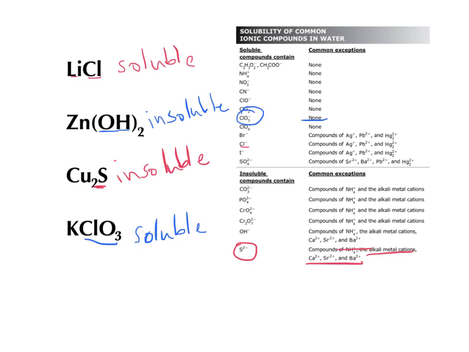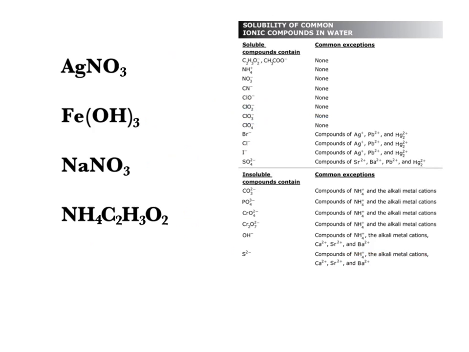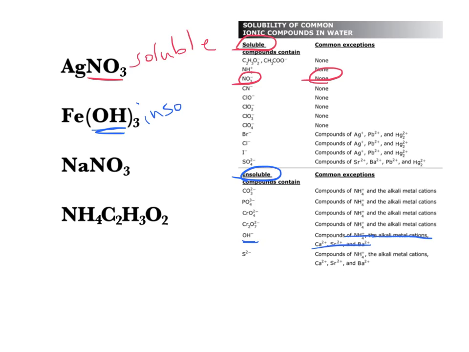Alright, let's try a couple more. Okay, here we have AgNO3. Starting with NO3, let's look at NO3. There it is. That's generally soluble, and there are no exceptions, which means it will always be soluble no matter what the cation is. Okay, the next one is Fe(OH)3. OH, that's generally insoluble. Fe is not any of these. It's not an alkali metal or NH4, so insoluble.